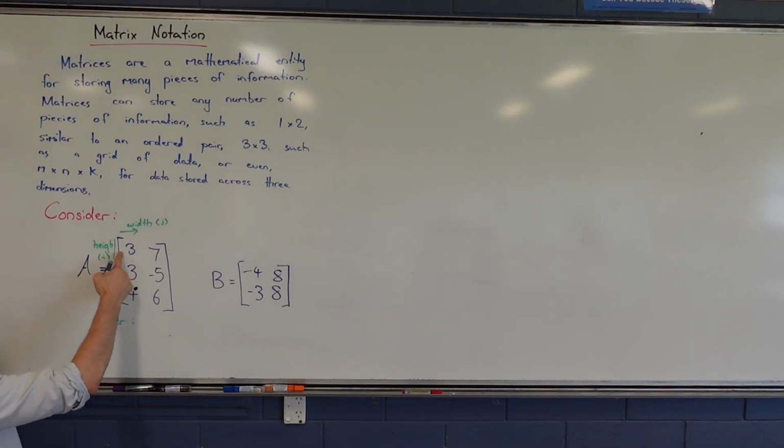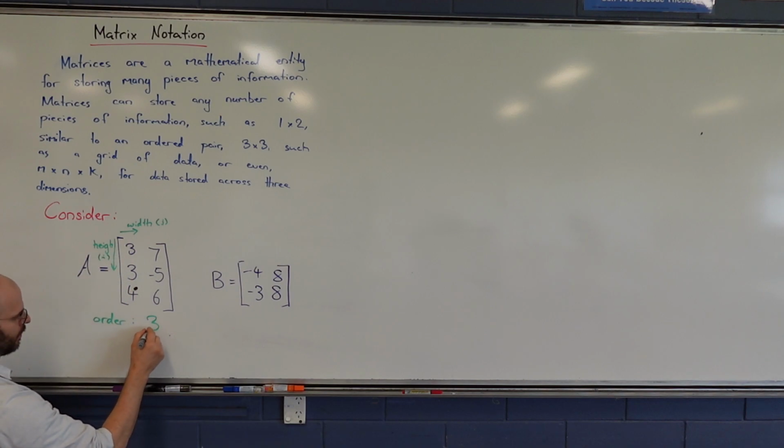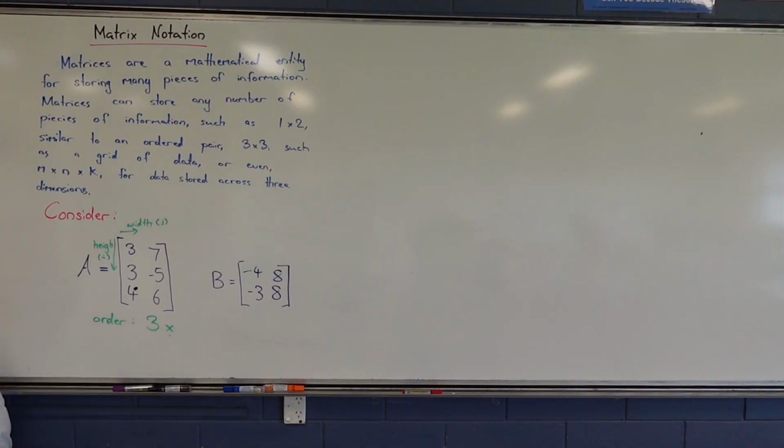This is going to be, how many rows do we have here? 3. And how many columns do we have? 2. So the order of this matrix is a 3 by 2. Whenever we read the element of a matrix, we always go by the row followed by the column. So this one over here is 2, 2. This one over here is 3, 1.